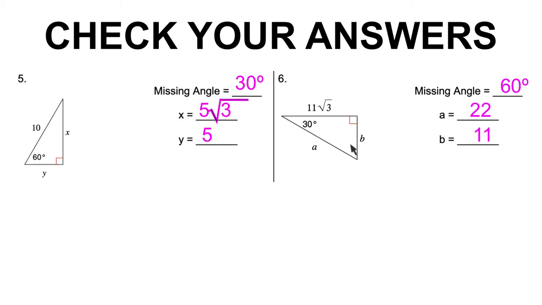For number 6, your missing angle is 60. Looks like this time you actually know the longer leg. It's 11 square root of 3. So to get the short leg b, you're just going to remove that square root of 3. So it's just the plain 11. And then double it to get your hypotenuse.